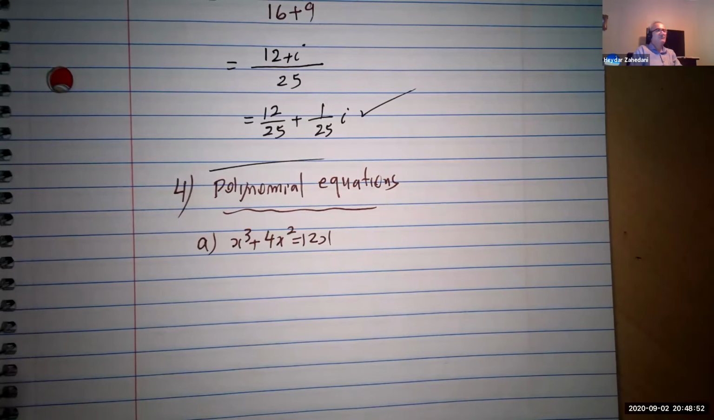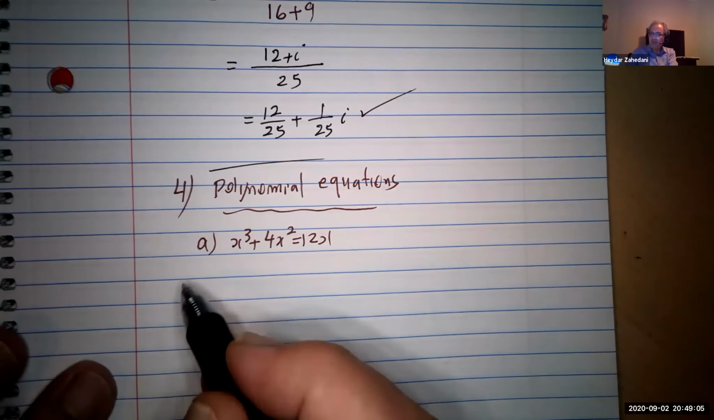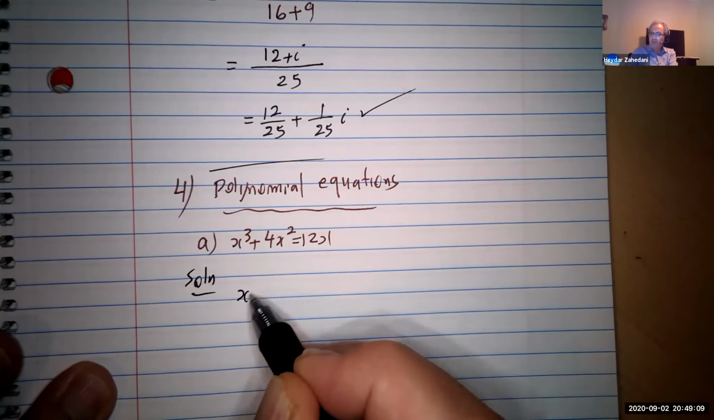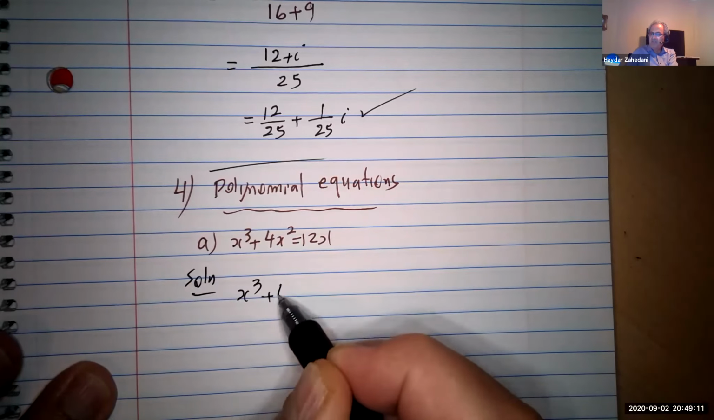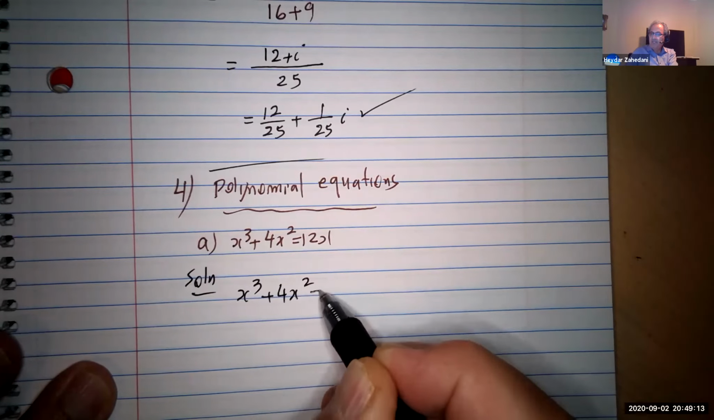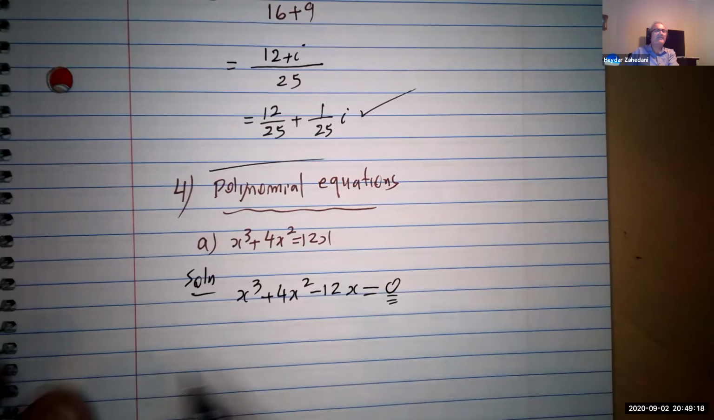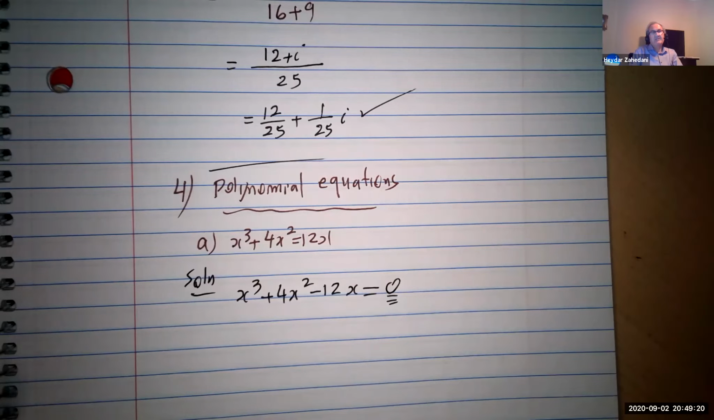You see, if you want to solve the equation, it must be equal to 0. Okay, it's an algebraic expression equal to 0. So the first thing to do, you have to subtract 12x. Okay, so the solution, it's x cubed plus 4x squared minus 12x equal to 0. That's the first action. You must have 0 here. One of the reasons that 0 was created was solving the equation.